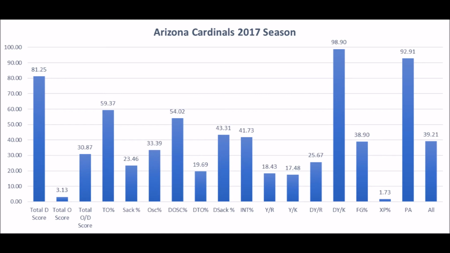They were also below average in terms of turnover ratio, sack percentage, interception percentage on defense. So they were not really turning the football over as much as they needed to. Not really creating sacks. Not really creating interceptions. Punt returns and kick returns were also significantly below average, so not a lot of impact there. Defensive punt return yardage was also not that great. Field goal percentage was below average. Extra point percentage was below average.